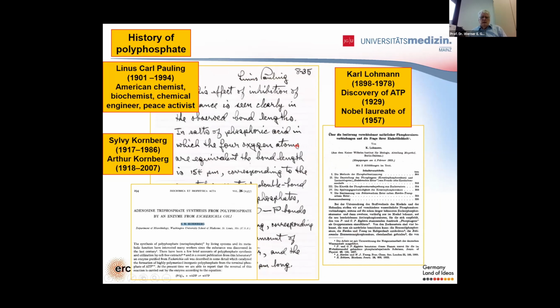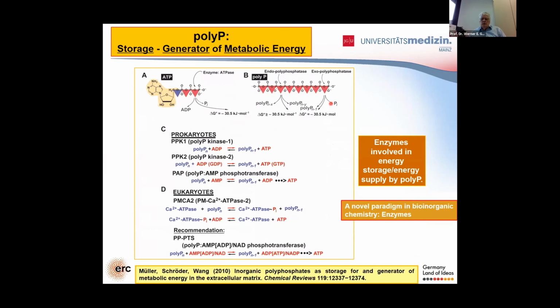Very famous scientists before, like Linus Pauling, or Arthur Kornberg and his wife Sylvy Kornberg, or Karl Lohmann, who discovered ATP, worked on this material, and they found out what the chemical structure of this polyphosphate is. If we look more carefully at the structure of polyphosphates, we see one phosphate unit, another phosphate unit, which are linked together with a high-energy anhydride bond, similar to that in ATP.